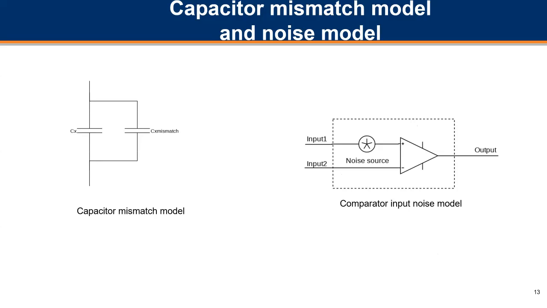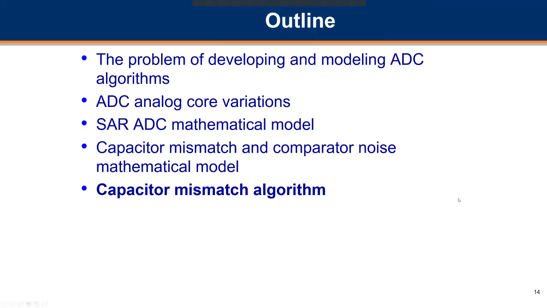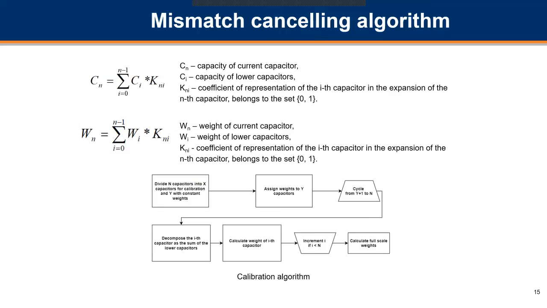An additive source at one of the comparator inputs with a normal distribution with a standard deviation of 32 microvolts and a mathematical expectation of 0 volts was used as a noise model when the supply voltage is 3 volts. And we now proceed directly to the algorithm.